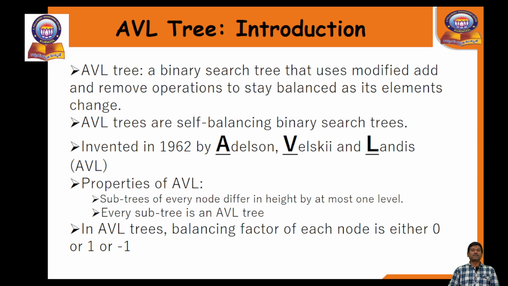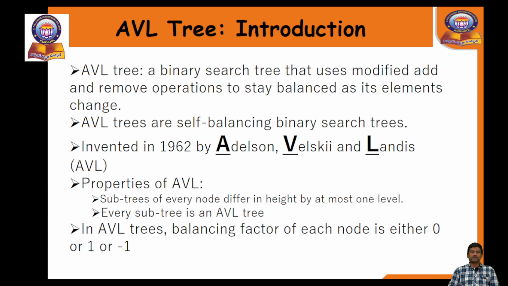So the AVL tree can be said to be a self-balancing binary search tree. It was invented in the year 1962 by Adelson-Velsky and Landis. That is how the name has come, AVL tree.